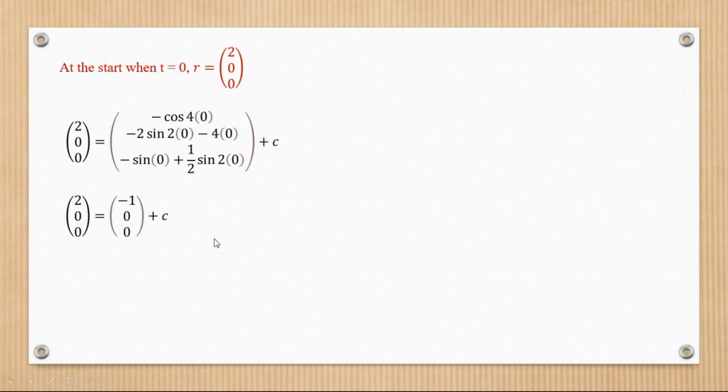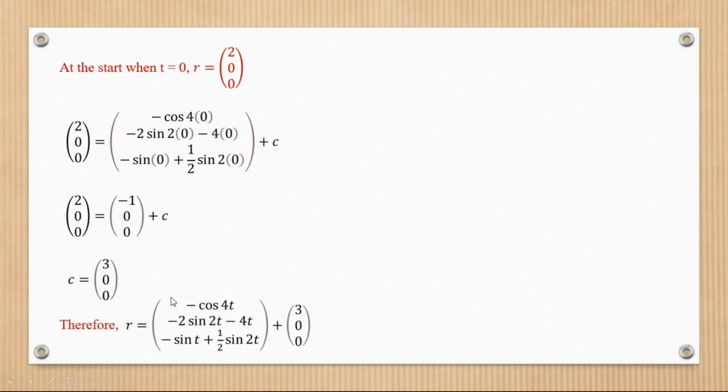So I'm going to take this to the other side, and then I'll have this 2 and the 1 will actually add, and I have c being equal to 3, 0, 0. So therefore r shall actually be equal to this. Negative 4 cos 4t, negative 2 sin 2t minus 4t, negative sine t plus a half sine 2t plus that. So when I add the 2, this is what I'm left with. The 3 will add to this, but because these are zeros, they'll actually stay as they are. So now I know r.